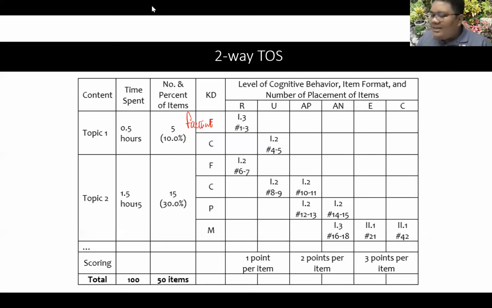Now, class, pag titingnan natin, this means that out of the 5 items na kukunin ko from topic 1, 3 items class are remembering and 2 items are understanding. 3 items class is factual, 2 of the items is conceptual. Okay? Sir, bakit walang P and M? Expected yan class sa first topics.